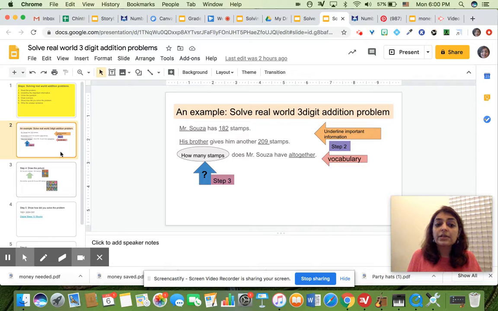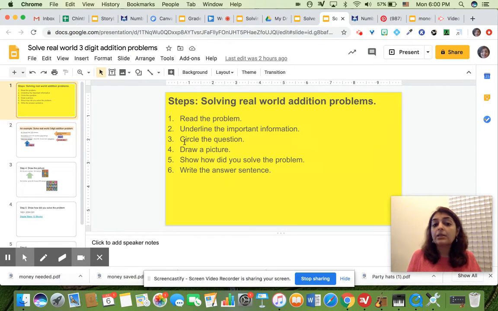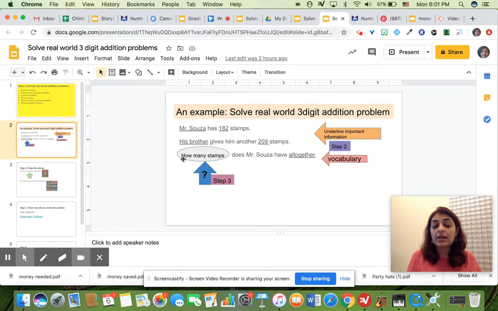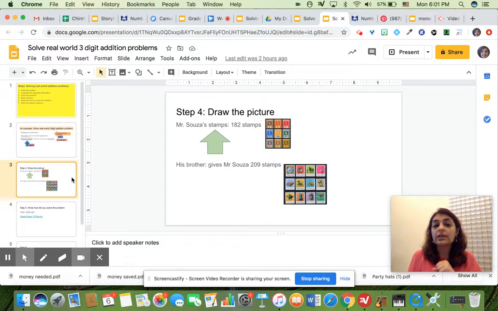So the next step involves that I need to circle the question. Well, let's look at this. It says, how many stamps does Mr. Souza have? So I have underlined because I need to find out the total number of stamps. That's the step 3. Now let's look at the step 4, which says that you are to draw the picture.